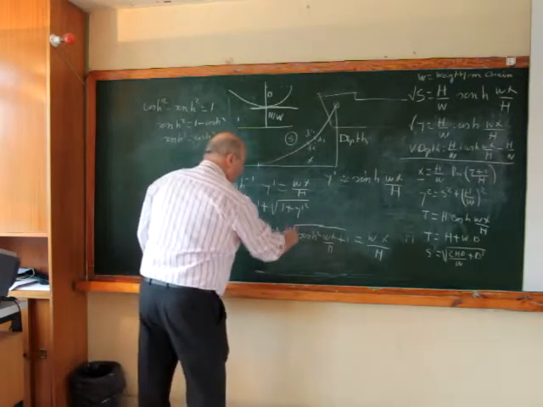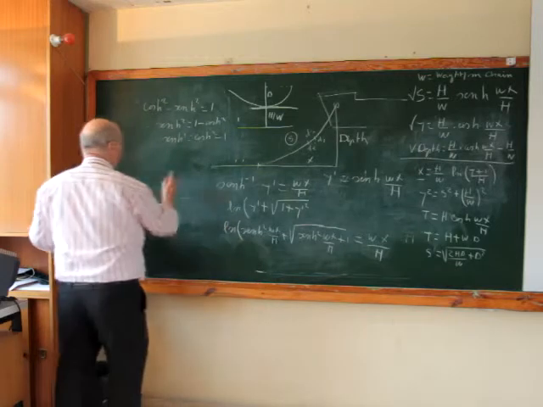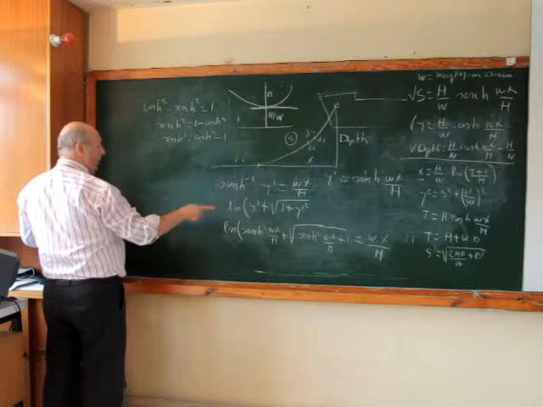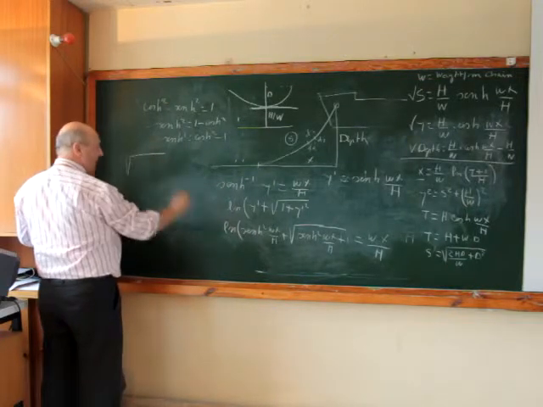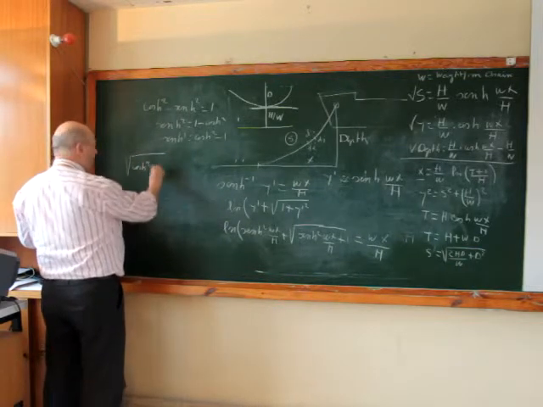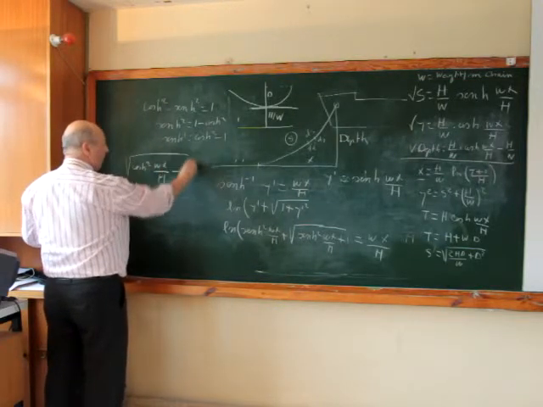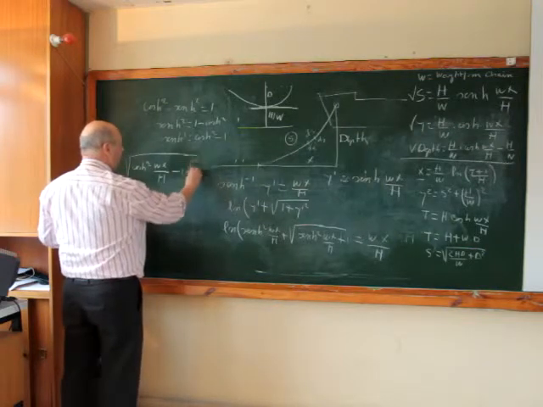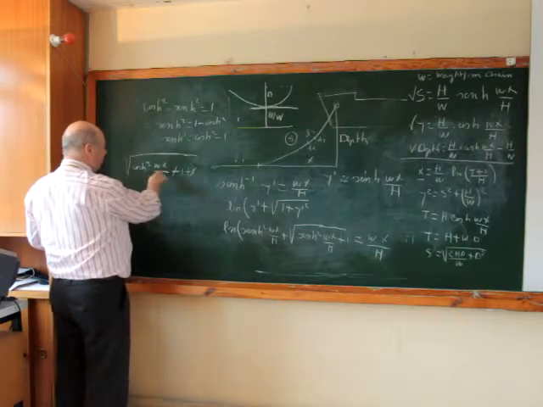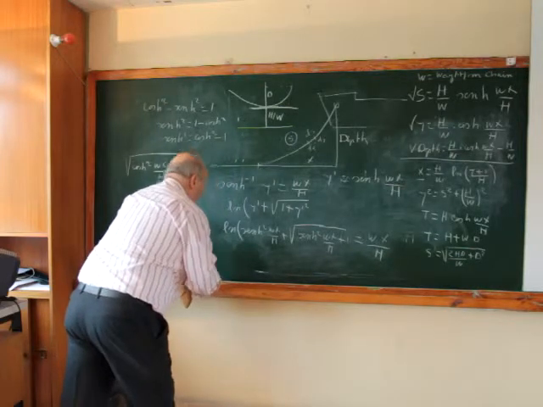I'm going to solve only what is inside the square root. Well, so the hyperbolic sine squared is equal to the hyperbolic cosine squared minus 1. So I substitute that: the hyperbolic cosine squared of wx divided by h, minus 1, plus 1. I cancel this with this, and I get the square root of the hyperbolic cosine squared of wx divided by h. So this will end up like this.